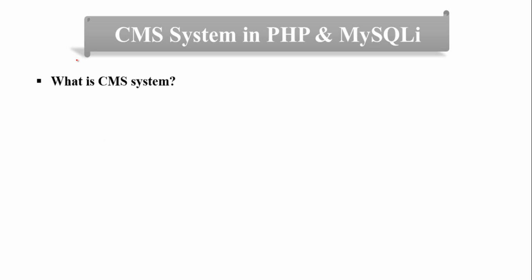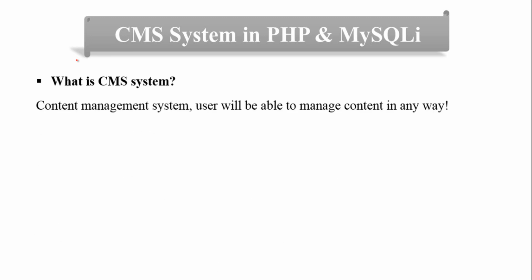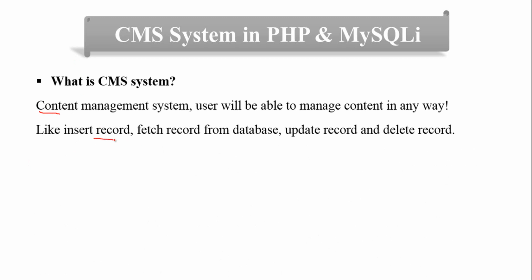First of all, you should know what a CMS system is. This is a content management system in which a user will be able to manage content. How can a user manage content? The user will be able to insert records, insert data, and fetch or retrieve data from the database table, display it to the user, and perform different operations on that data. The user should be able to update a record, and also have control to delete any record. So these are the different activities in a CMS system.